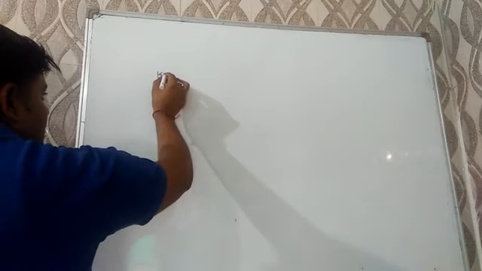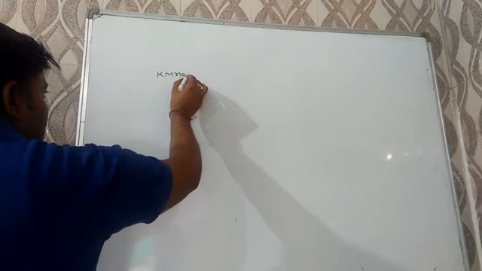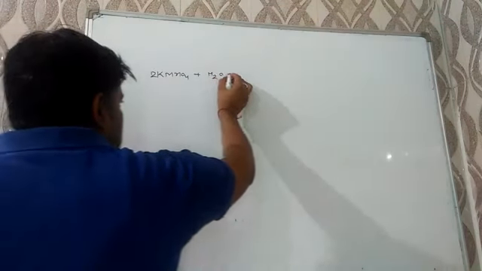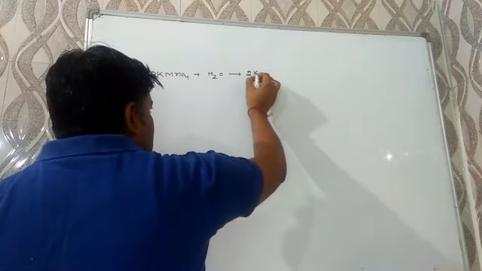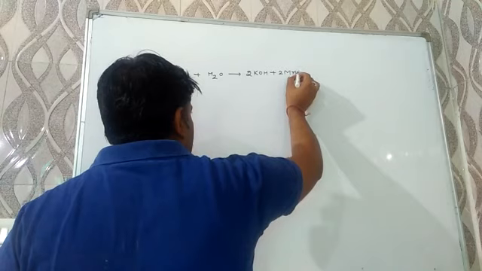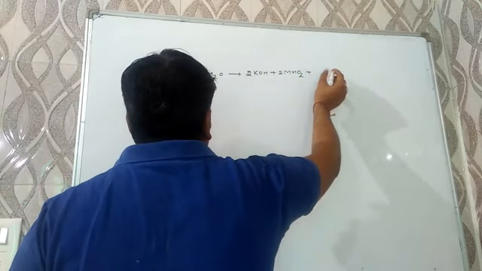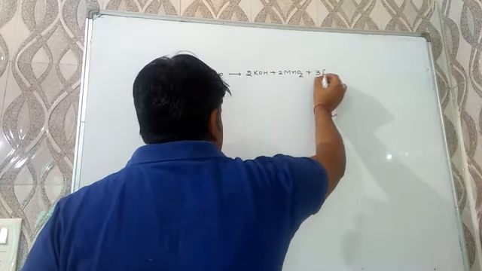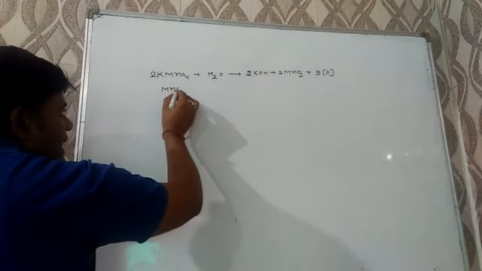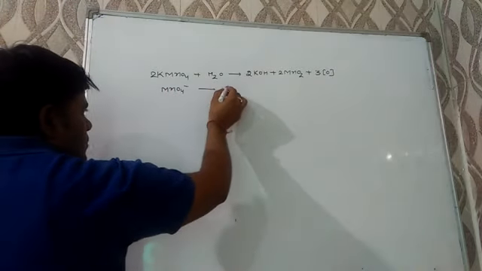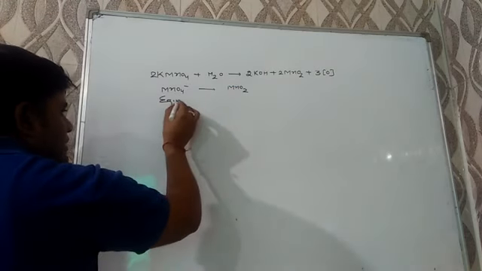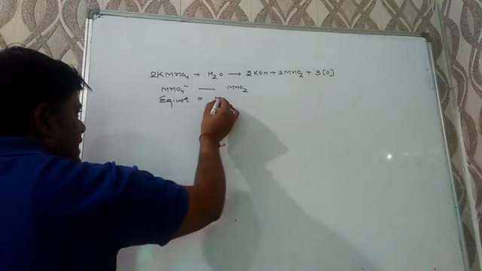The equation will be 2 KMnO4 plus H2O gives 2 KOH plus 2 MnO2 plus 3 nascent oxygen. So here MnO4 negative ion changes into MnO2. Hence, the equivalent weight will be equal to molecular weight by 3.